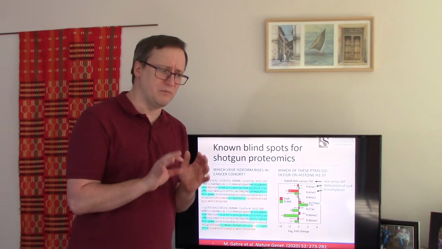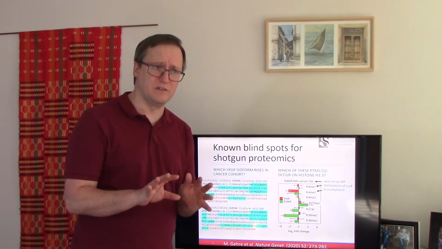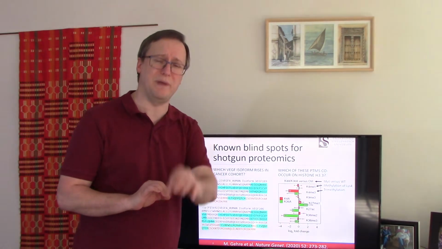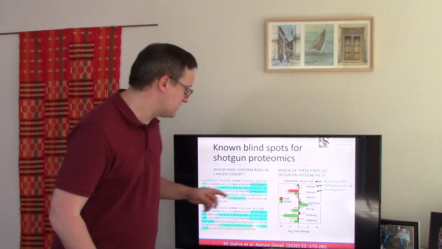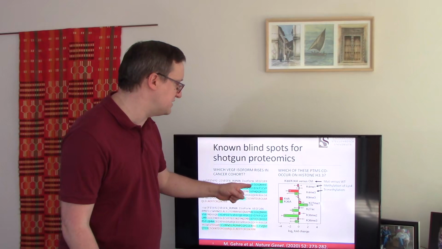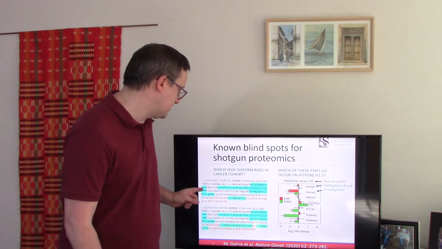Now, I want you to remember that in shotgun proteomics, we're going to measure individual peptides drawn from the proteins that are present. So let's imagine that we have a peptide that starts at AEG here that runs through VVK.